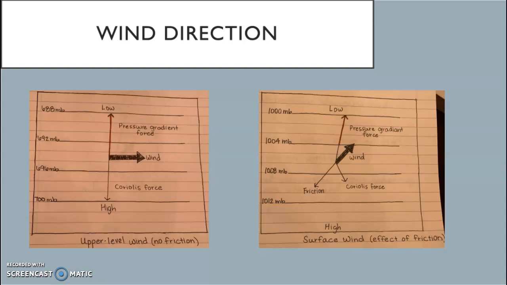Friction affects wind near the surface. Near the surface, wind direction is not parallel with the isobars, and the friction causes the wind to slow down. By causing the wind to slow down, it reduces the effects of the Coriolis effect in the lower region.